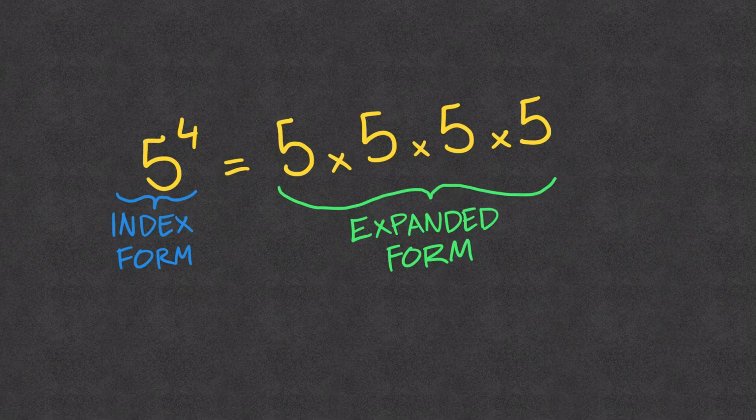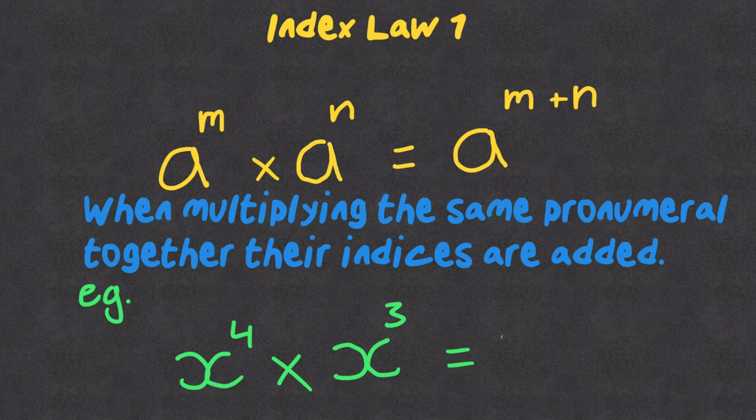Just remind yourself, we've done this before, that 5 to the power of 4 is the same as saying 5 times 5 times 5 times 5. This is its index form. This is its expanded form. That's just a quick one. We've done that before. So let's start after that with index law 1.